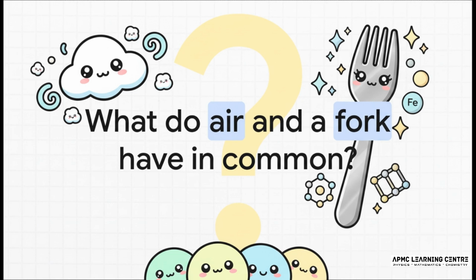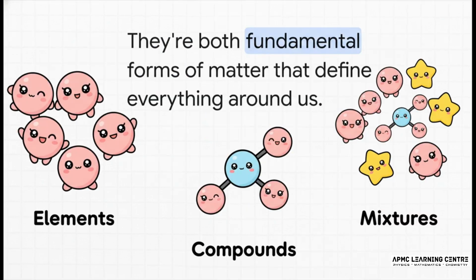Think about the air that's filling your lungs right now, and then picture a simple stainless steel fork. On the surface, they couldn't be more different, right? One is an invisible gas, and the other is a hard, solid object. But chemically speaking, they share a really deep connection: they're both forms of matter. But, and this is the important part, they're classified in totally different ways based on what they're made of. Understanding this classification system is absolutely key. So today, we're breaking down these three primary forms: elements, compounds, and mixtures.